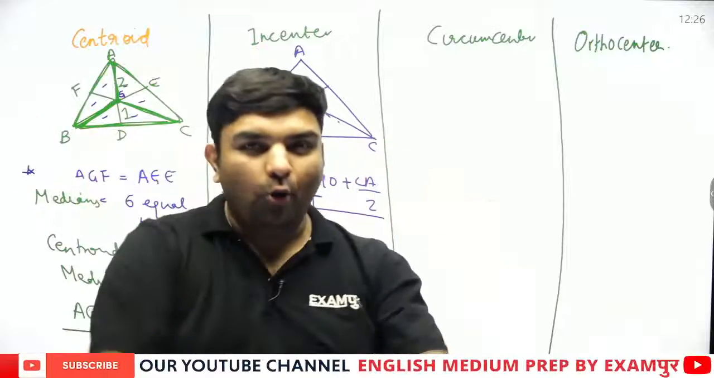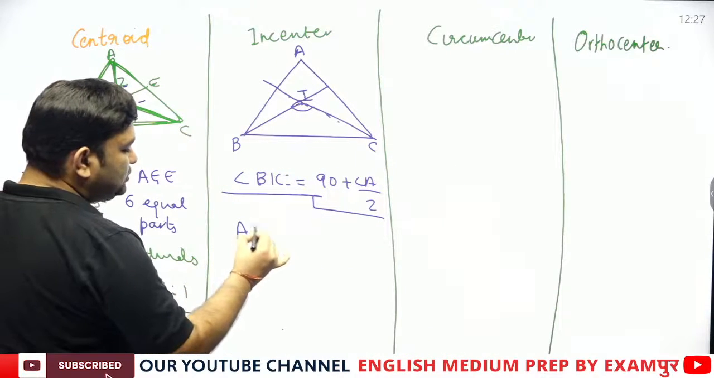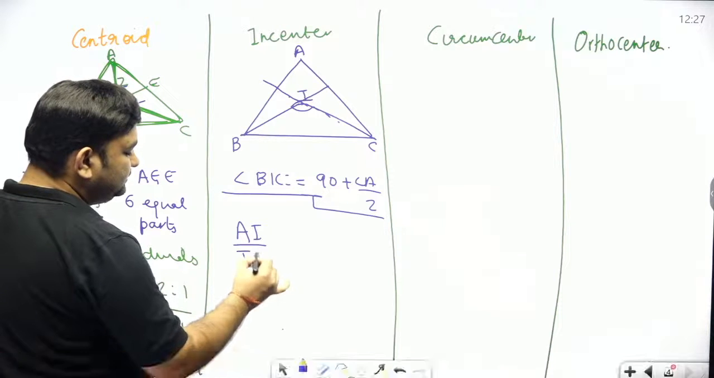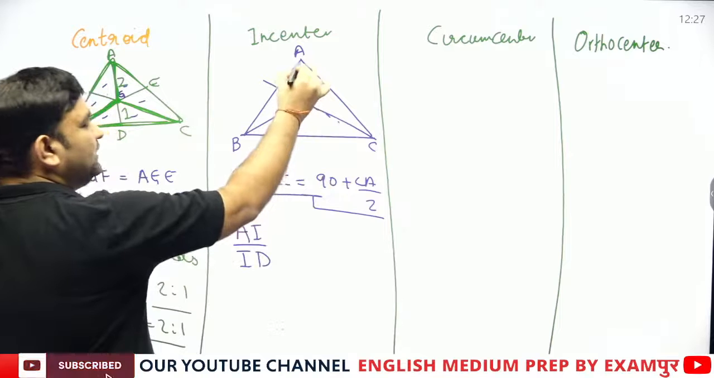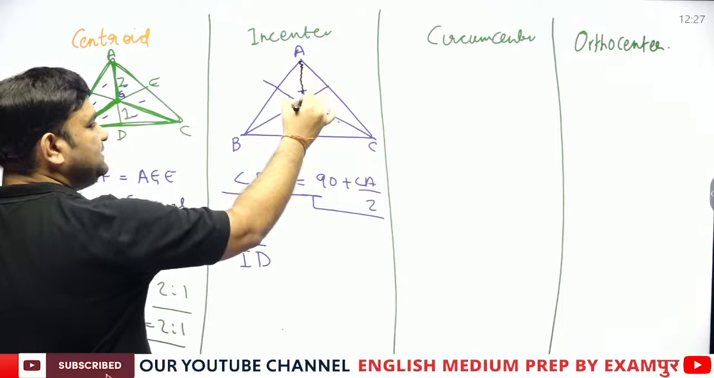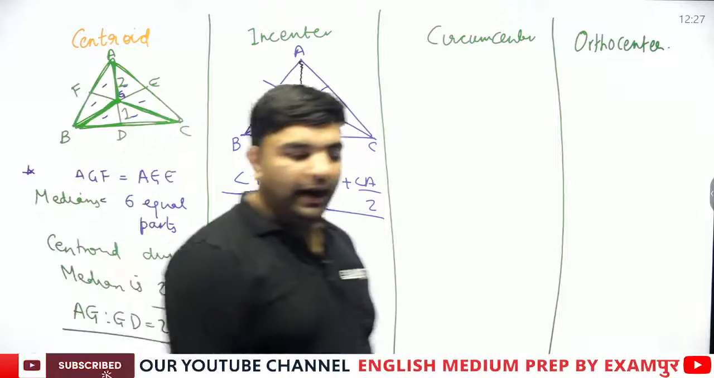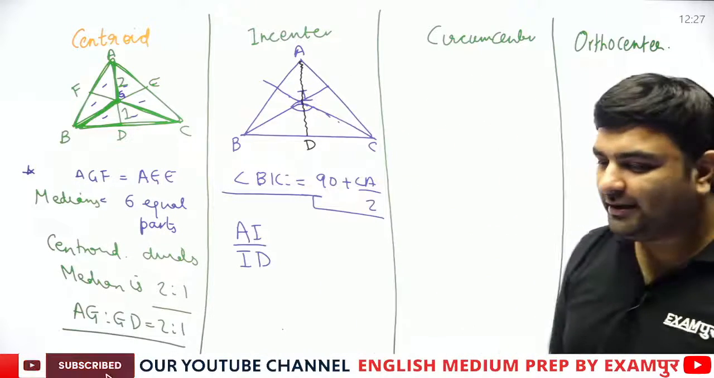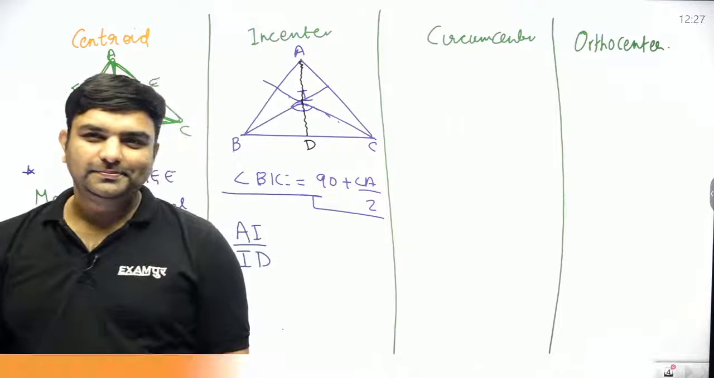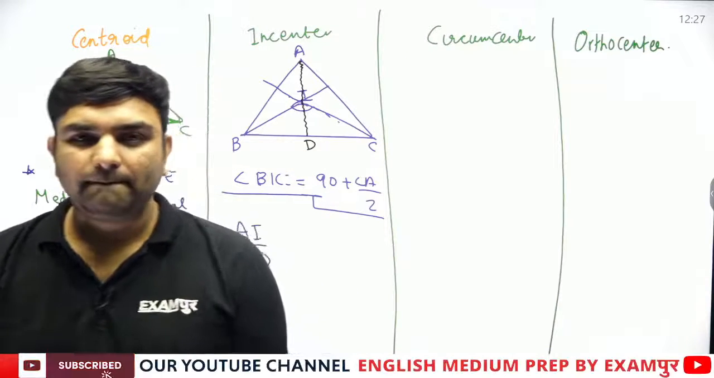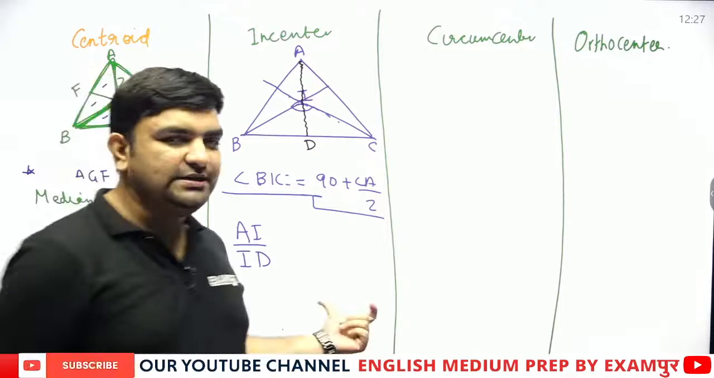Does anyone know what is AI ratio ID? If I is the incenter, what is AI ratio ID? Does anyone remember, for the incenter?